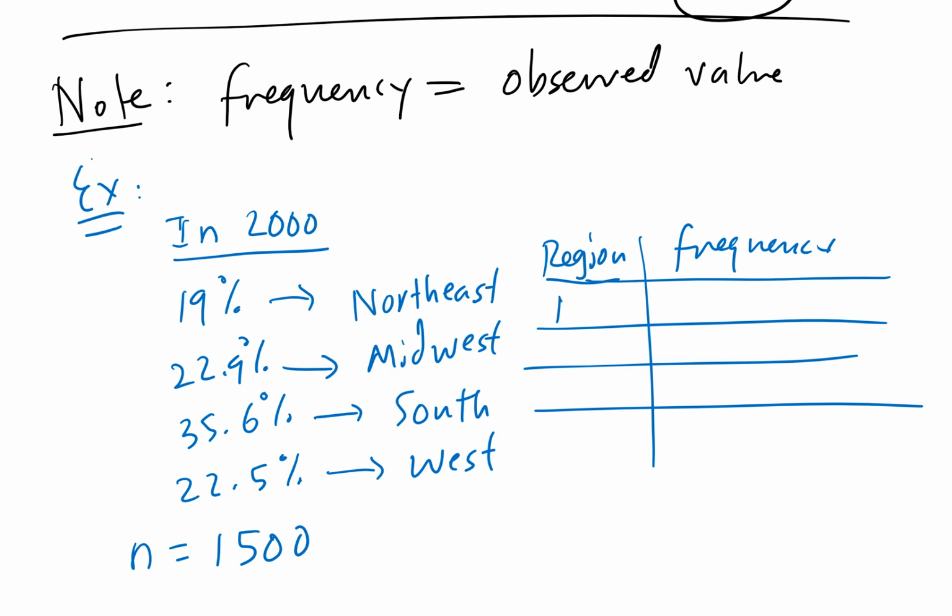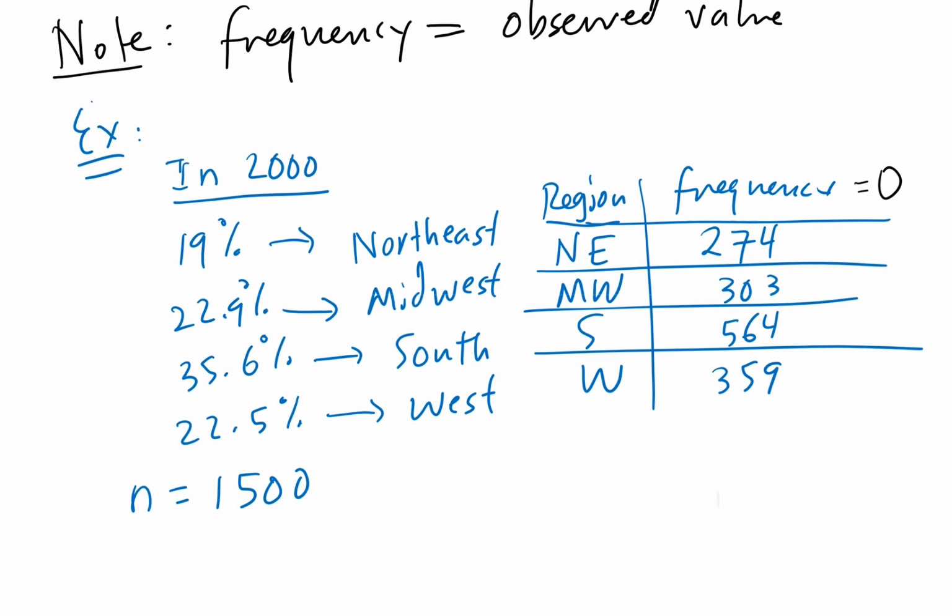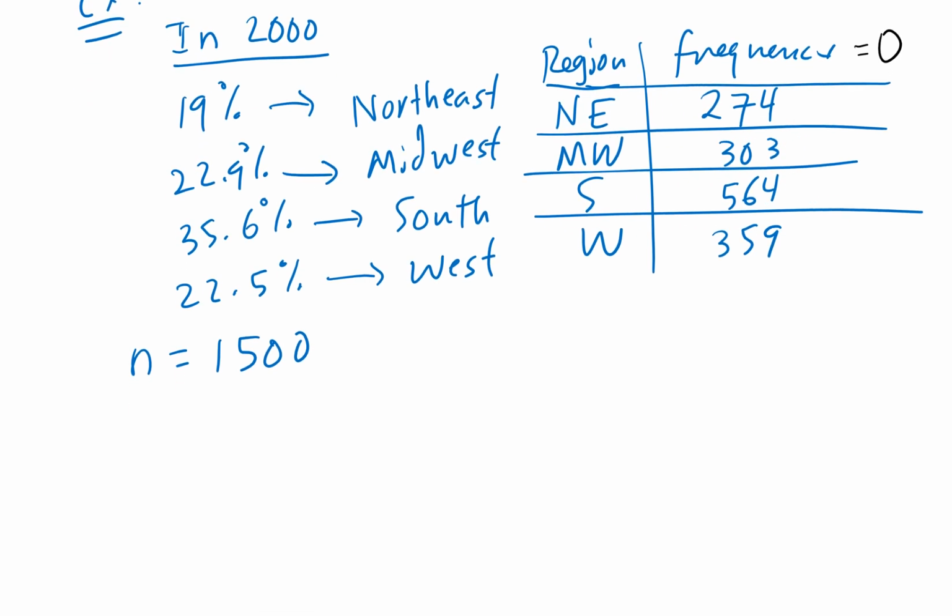So for the Northeast, Midwest, South, and West, he found 274, 303, 564, 359. They total up to 1,500. One thing, again, as I said: the frequency is the same as the observed values. These are the O's. And to run the test, of course, you can go through the claim or the assumptions later on and find out that they are satisfied.